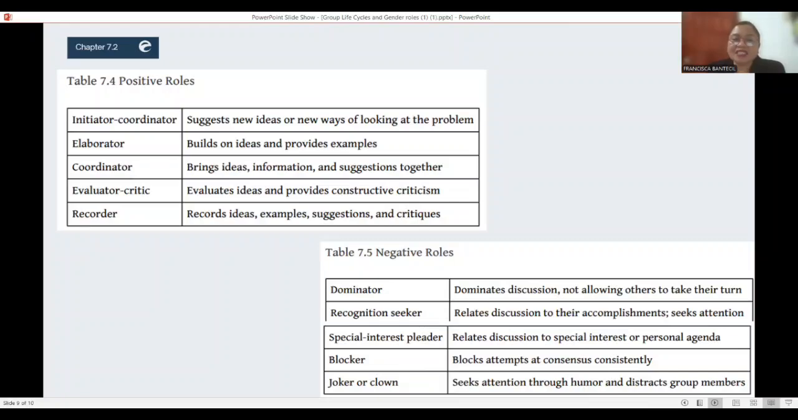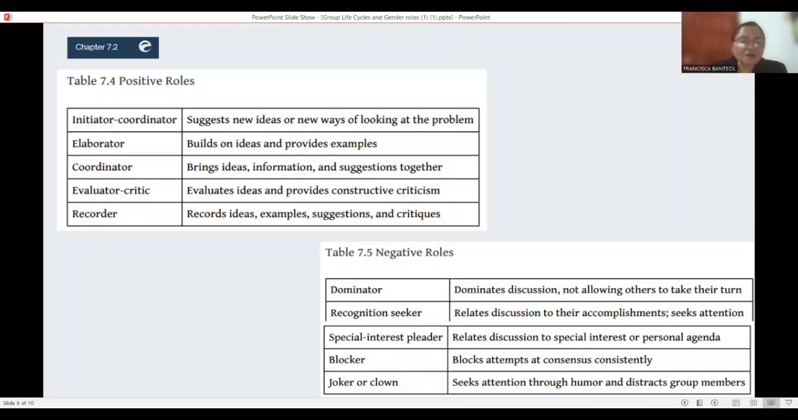Next is the blocker. The blocker blocks attempts at concerns consistently. And next is the joker or clown, seeks attention through humor or distracts group members. So that is the last topic of my report. And to summarize, I have here the takeaways.